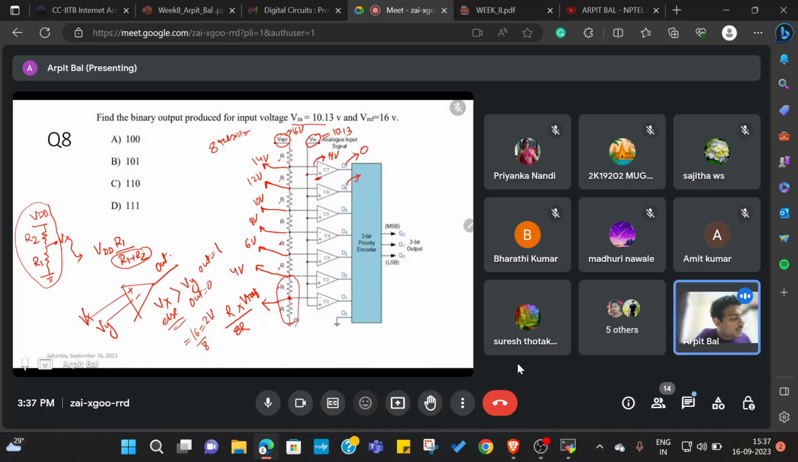For D6, this node is at 12 volt and this node is at 10.13 volt. What will be D6? 0. Correct. 0 again. Till what point will these bits be 0? Any generic point? Till this point, I think.